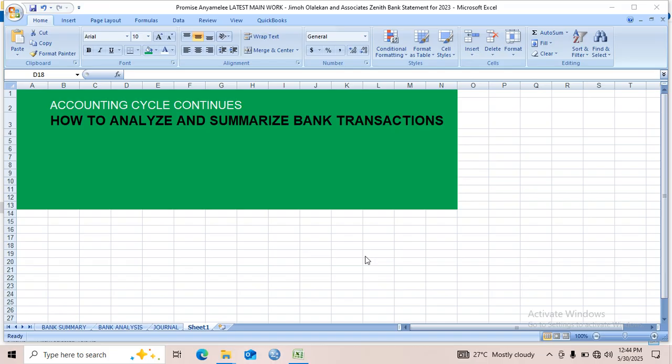The accounting cycle, like I said in the last episode of this training, is all about the series of stages or steps you take business transactions through in order to convert them into financial data or financial reports. So we look at the first one, which is about execution of transactions.